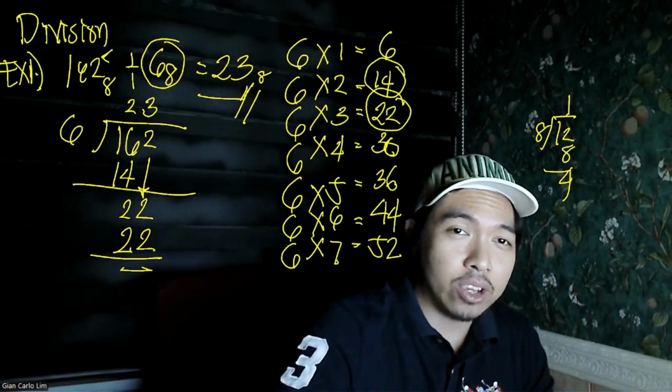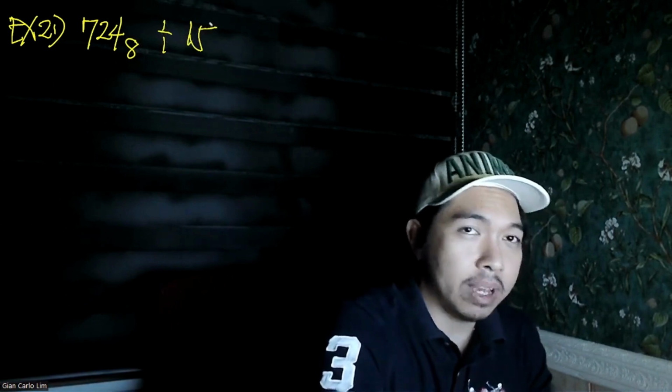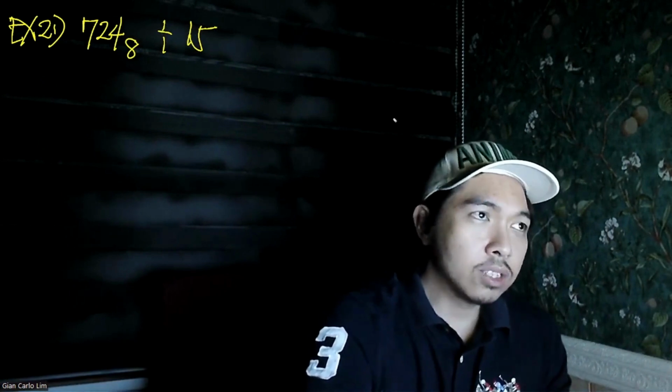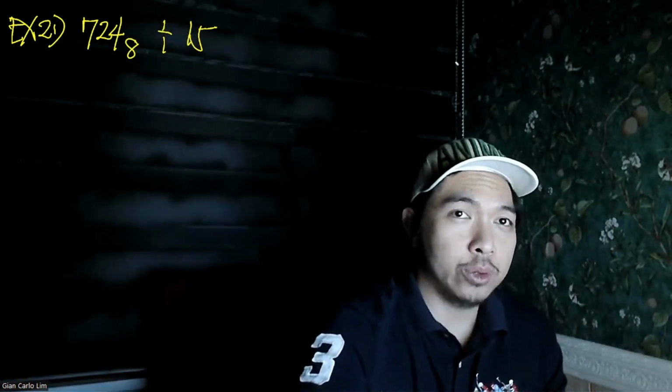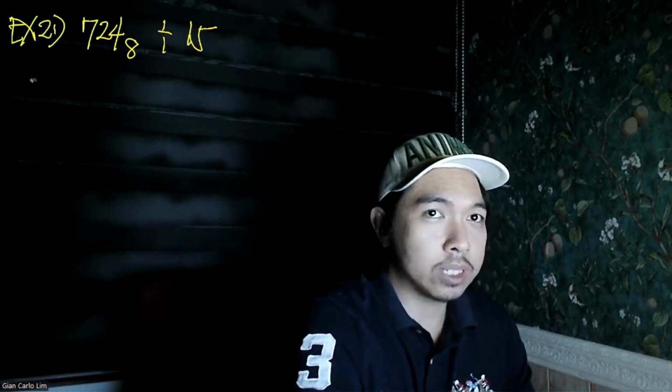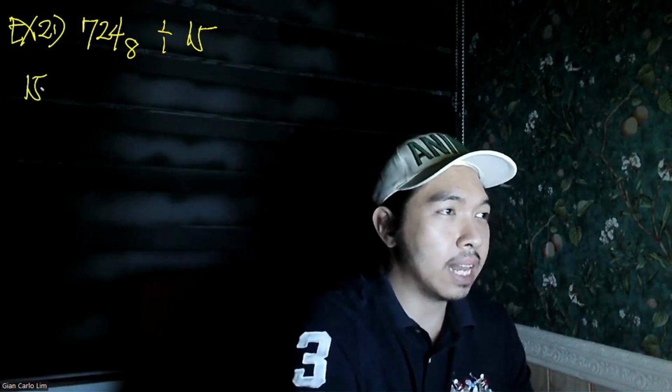Okay, so to better see the process, let's have another one. For the next problem, let's have 724 base 8 divided by 15. This one is a bit more complicated because it's 2-digit now. So first step, create a table of values. So that would be 15 up to times 7.